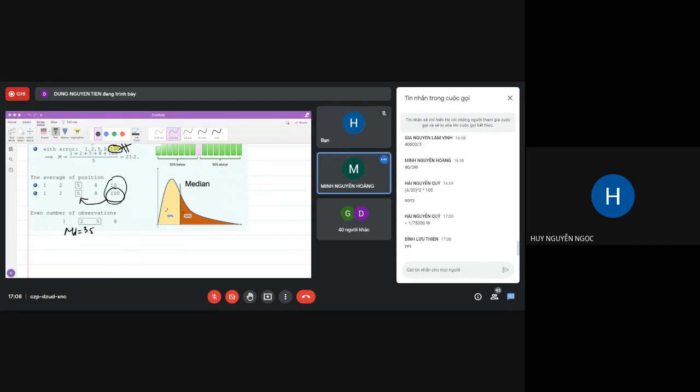Sir, so the median number is the number that will divide the amount of numbers into two parts, right? Yeah, you can think about it that way. Yes, thank you. All right.